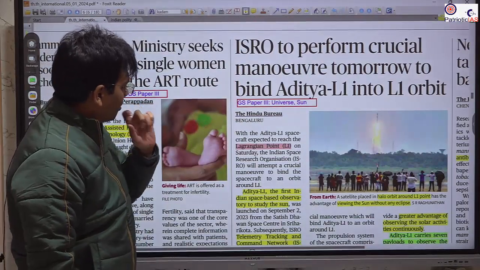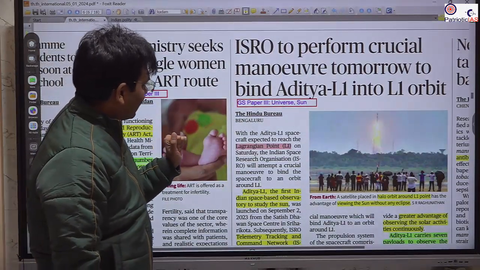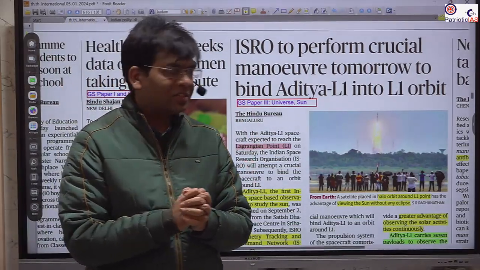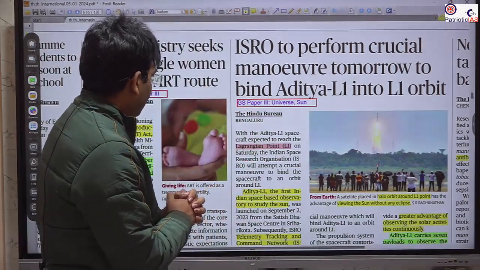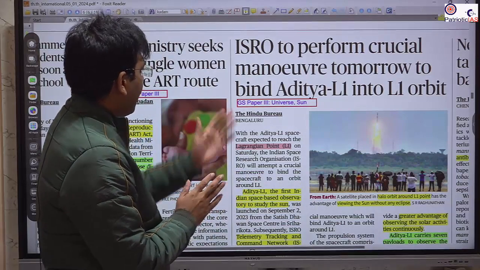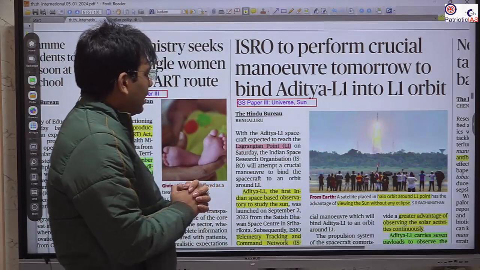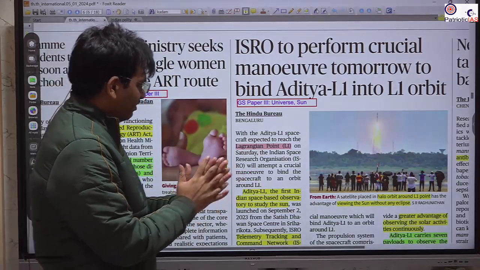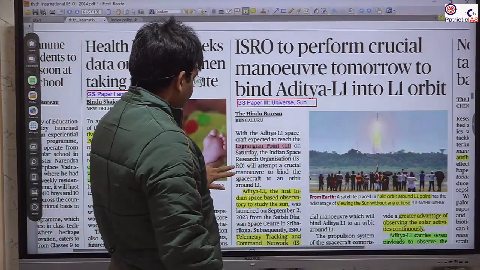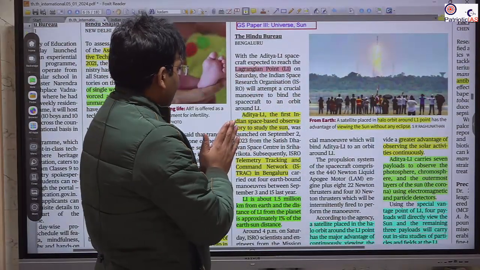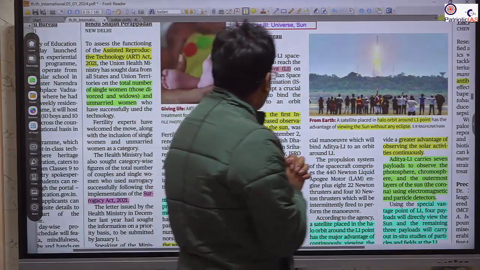This news is also very important with respect to GS paper 3, and it is part of the universe and the sun. The study of the sun and universe: we already have Aditya L1, which is in L1 orbit, and it will study the sun, particularly the sun's atmosphere. It is at the Lagrange point, the Lagrangian point.